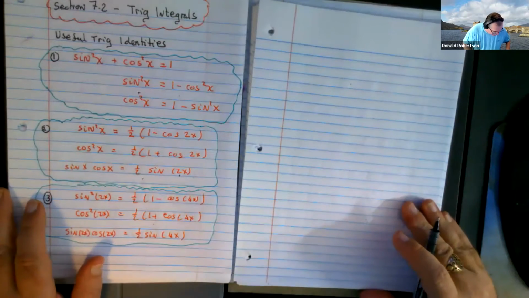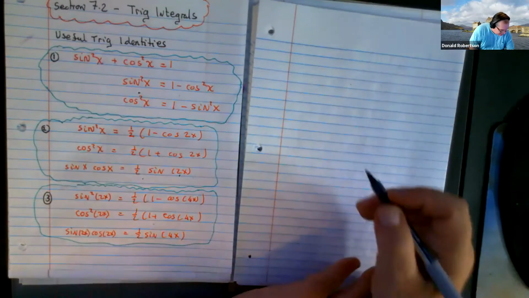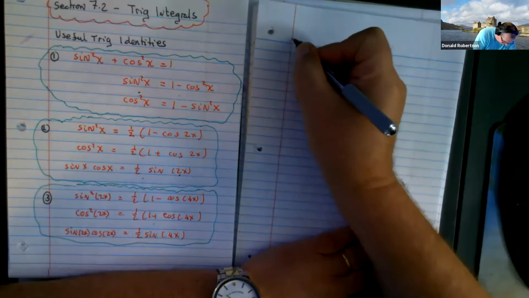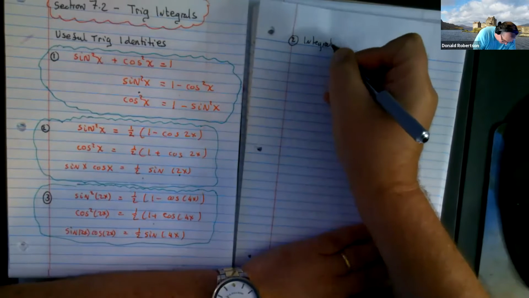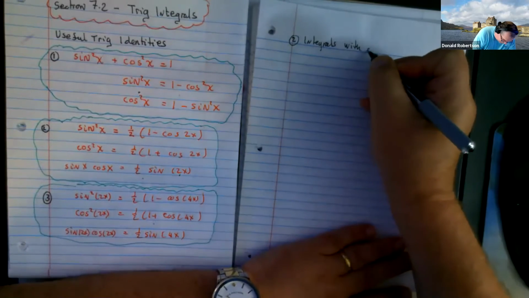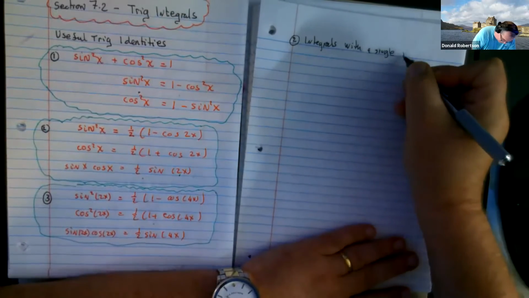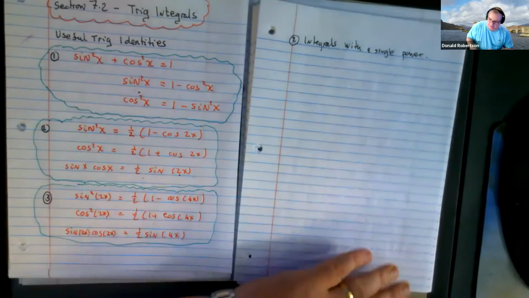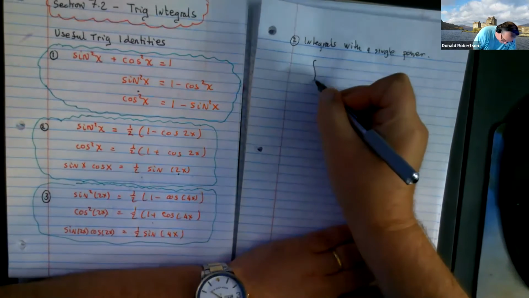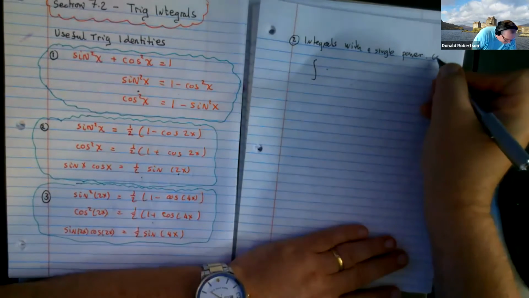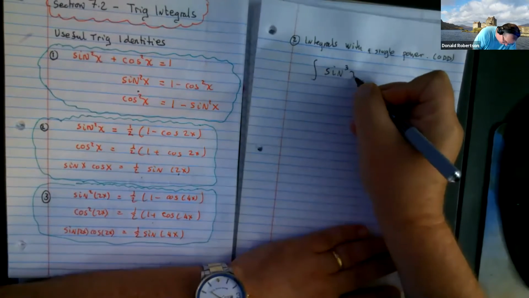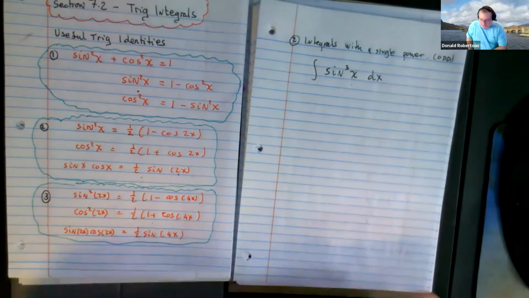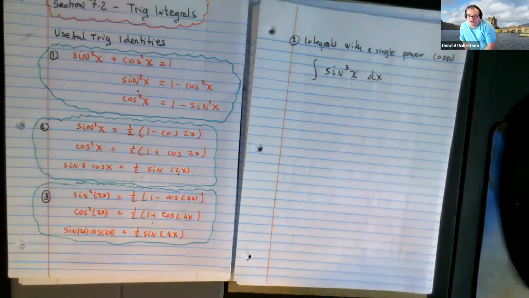So there are many trig situations, and we have only looked at one of many situations. So let's look at integrals with a single power. So this is going to be situation 2 now. These are integrals with a single power. So a single power of sine x or a single power of cosine. And by the way, they have to be odd. So let's do, as an example of this, and I'm only going to do 2 because that's all we have time for, sine cubed x.